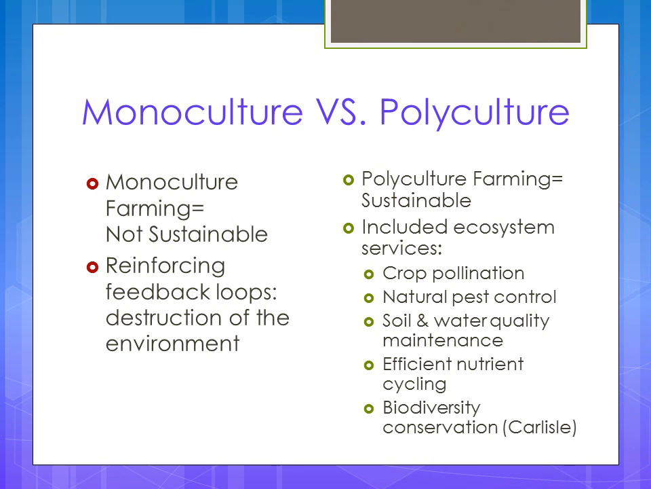Monoculture farming is not sustainable. It is a system filled with reinforcing feedback loops that cause destruction to the planet and the people who rely on it for food. The system of polyculture is sustainable and provides a number of ecosystem services, such as crop pollination, natural pest control, soil and water quality maintenance, efficient nutrient cycling, and biodiversity conservation.